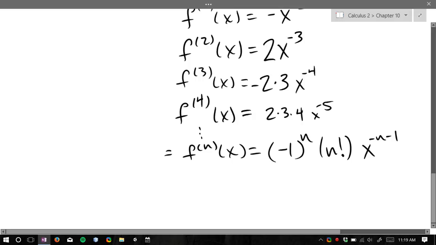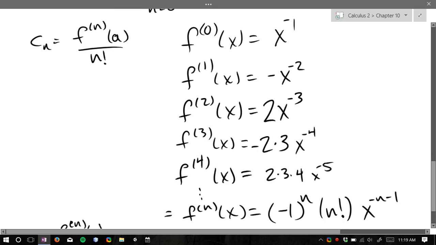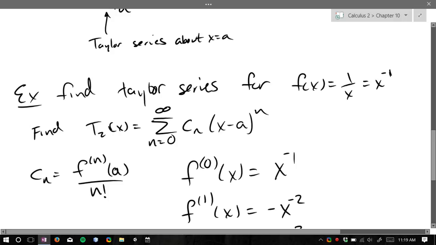So this is fn of x. So let's go right down. Cn is f n of a divided by n factorial. And Ra, I said a is 2 somewhere. Yeah, so I had that little 2 written. So we're going to expand around 2.